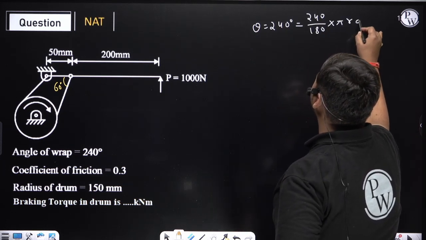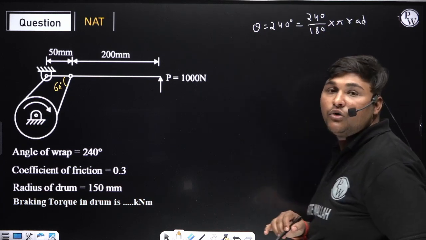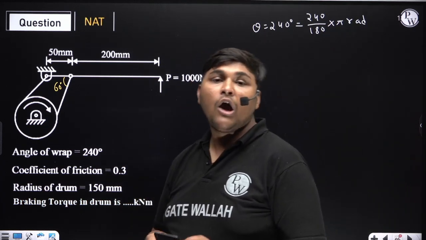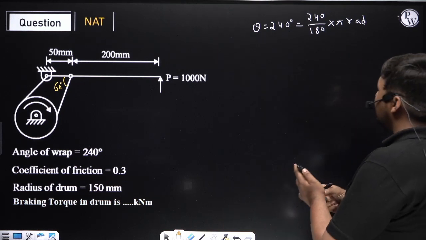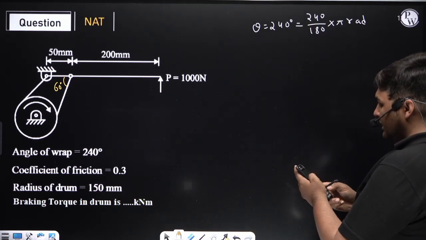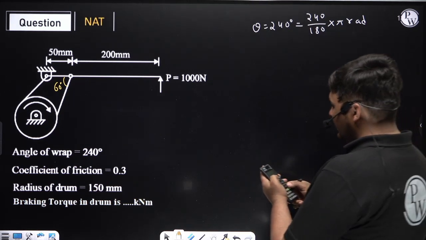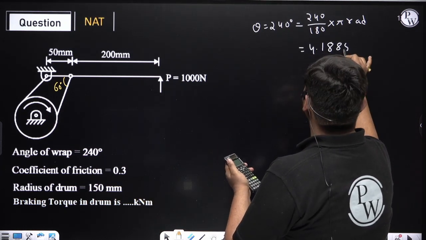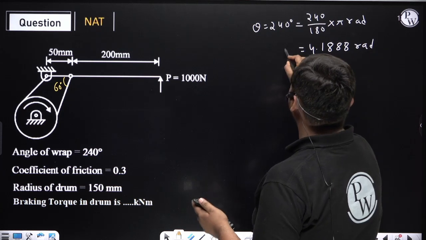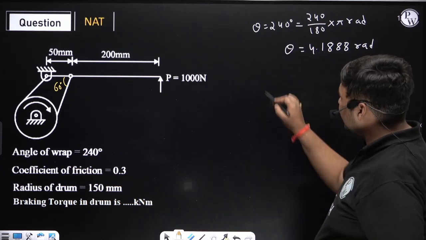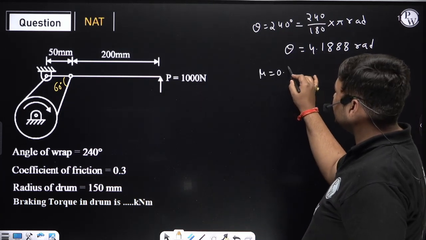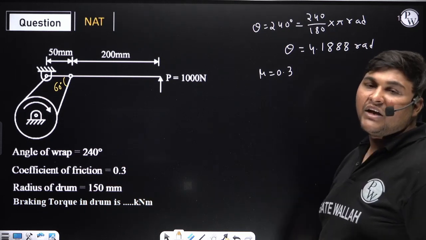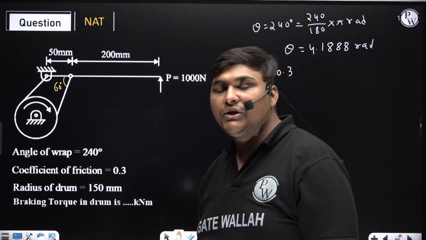How to convert degree into radian, that you should know. It is your homework if you don't know. Find how to convert degree into radian. It is coming 240 divided by 180 into pi, which is 4.1888 radian. This is the angle of contact. Coefficient of friction, that is mu, is given 0.3. Since mu and theta are given, we can find one relation between T1 and T2.